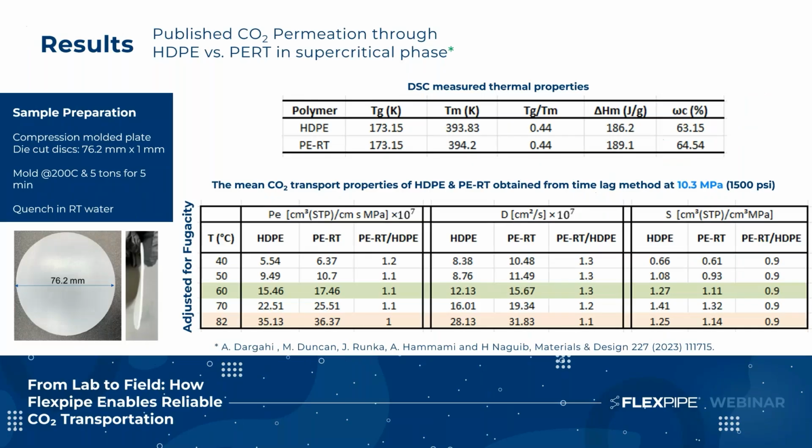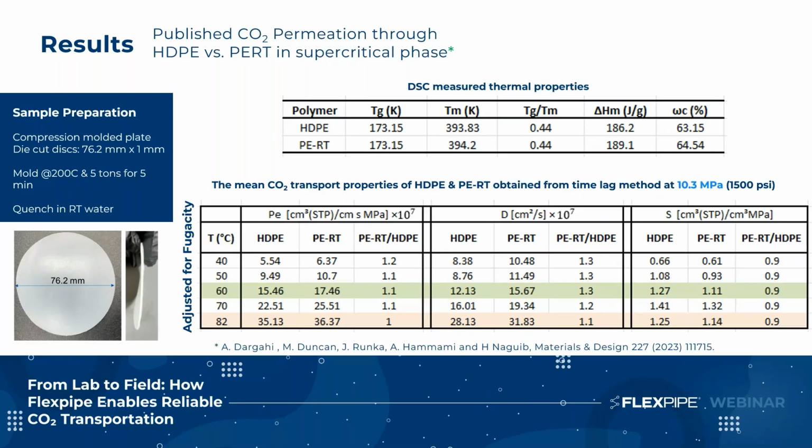This table summarizes one of our previously published work that mostly focused on the permeation properties at the supercritical phase of CO₂. Here we are comparing the HDPE and PERT permeation properties at different temperatures, ranging from 40 degrees C up to 82 degrees C. And the pressure is at 10.3 MPa. That's why the CO₂ is in its supercritical phase between those temperature ranges.